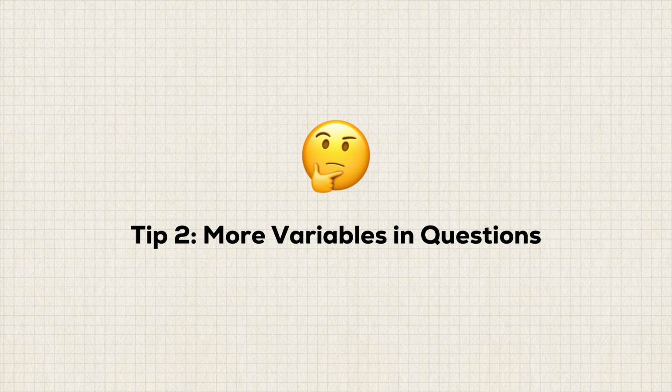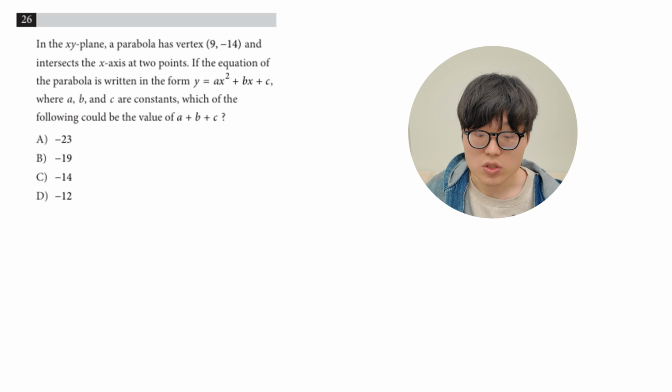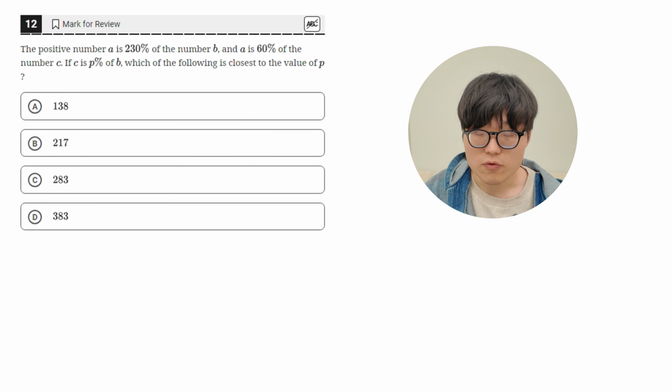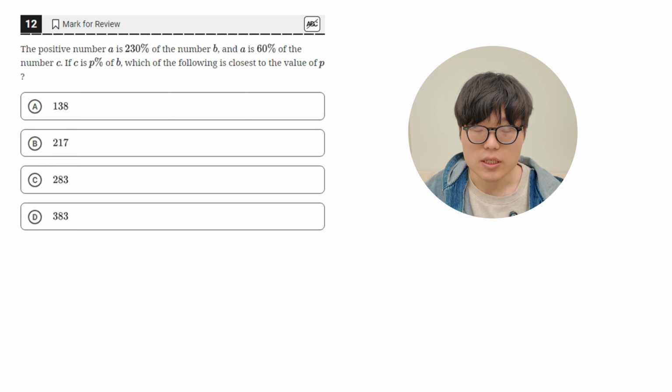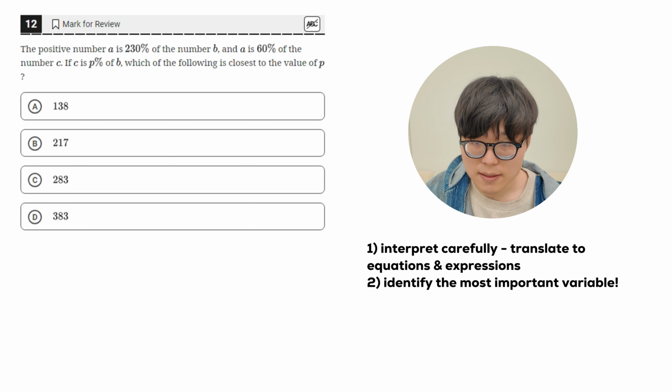Tip 2, more variables in questions. Now we've noticed that recent questions in the DSAT math are incorporating multiple variables, making even short questions appear more complex. Usually in early DSAT math questions, you would tend to see at most 3 variables in the questions. But this Blue Book question from the more recent practice test contains 4 variables, and this question is much shorter in length. Now, to tackle these kinds of problems, keep these 2 strategies in mind.